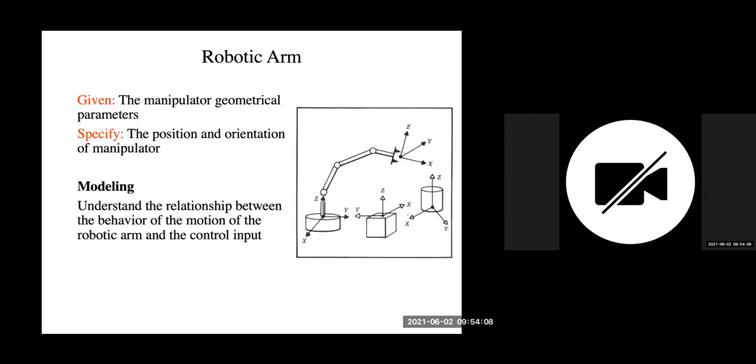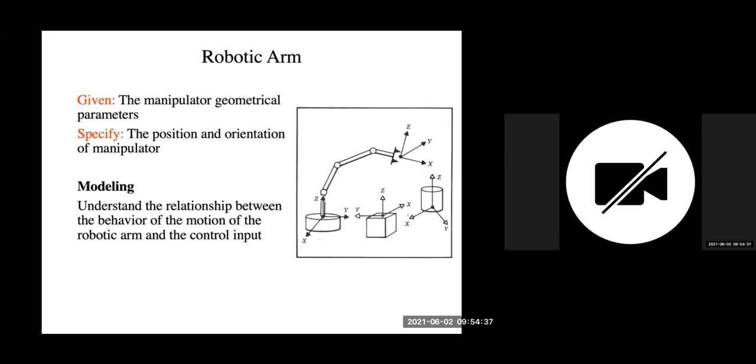The main idea of modeling is to try to understand the relationship between the behaviors and motion of a robot and the control input. You have a model to tell you, if I give a certain input, what is the output. If you have taken a control systems course, that's the model of the control system. You can have a differential equation, or other methods to describe the relationship.